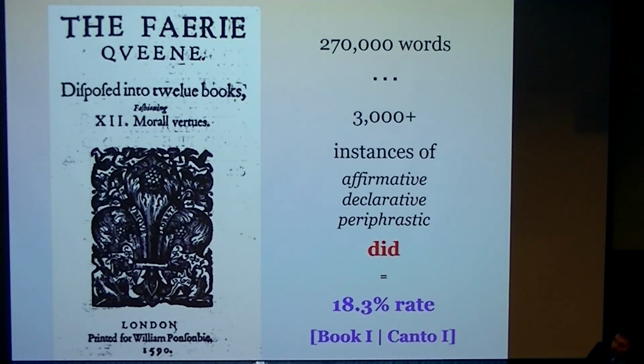Where could he have gotten this? Perhaps the most famous work that has a lot of "did" in it is Spenser's Fairy Queen, which I've talked about. It's about the same length as the Book of Mormon. We have a little lower percentage use, 18%. That was my estimate from just a small slice of the book, but it has more than 3,000 instances of "did" in it, used in the way of the Book of Mormon. The Book of Mormon has about 1,800.